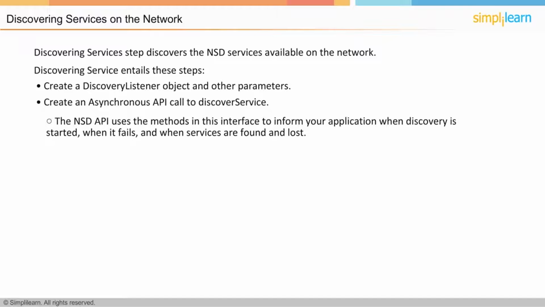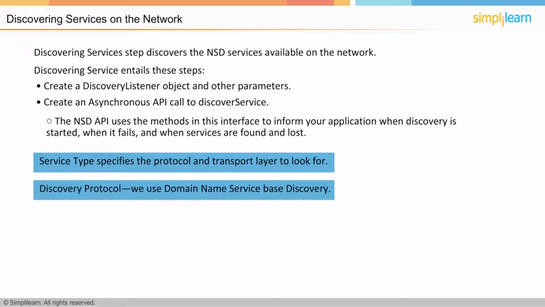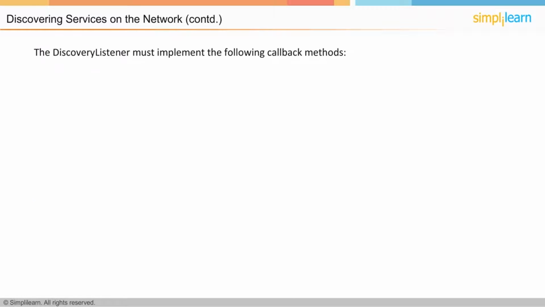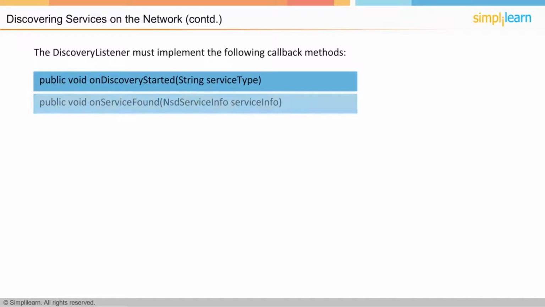Lost means it's no longer available. Service type specifies a protocol and transport layer to look for. Discovery protocol to use, and we use domain name service-based discovery. The discovery listener must implement the following callback methods. OnDiscoveryStarted is called when the discovery is started successfully.